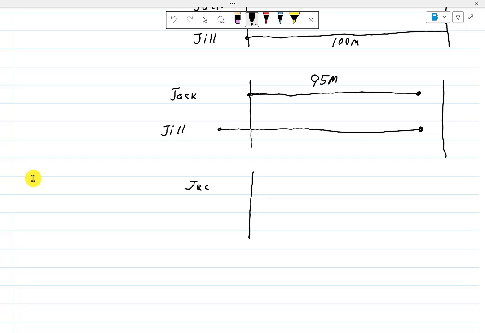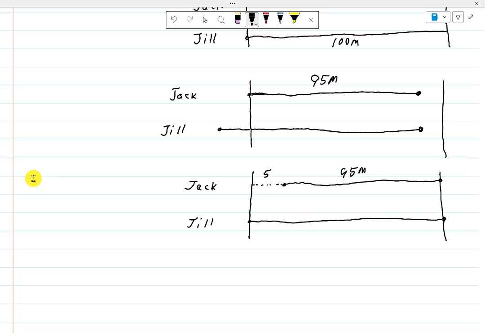Let's have Jack here and Jill here. I'm going to have Jack start 5 meters earlier than Jill. So then let me get it to the end. If he starts 5 meters ahead, he's run his 95 meters in the same amount of time that Jill runs her 100 meters. So in order to get a fair race out of the two of them, you should actually start Jack 5 meters ahead of Jill.